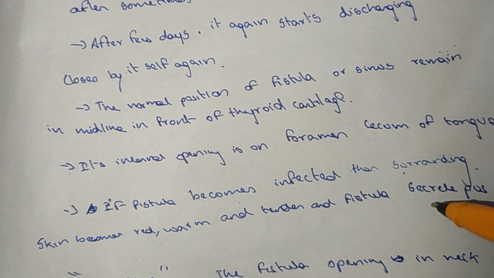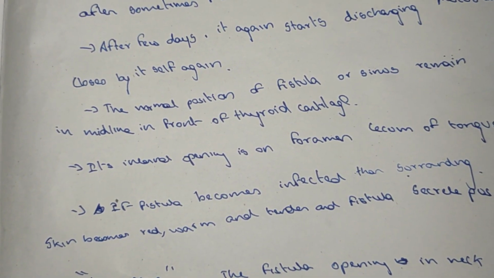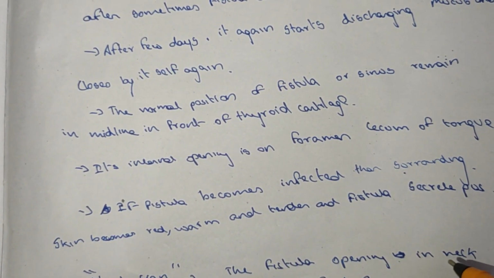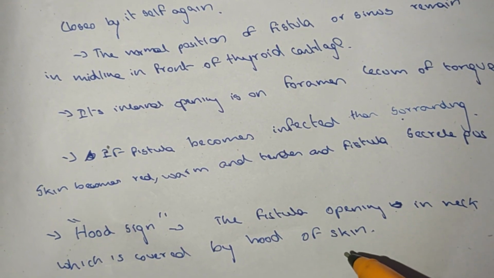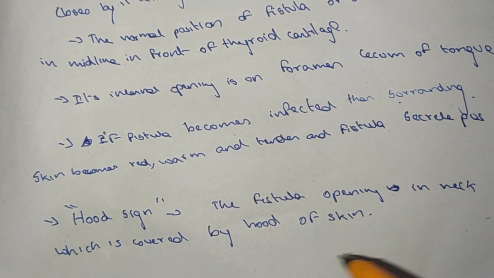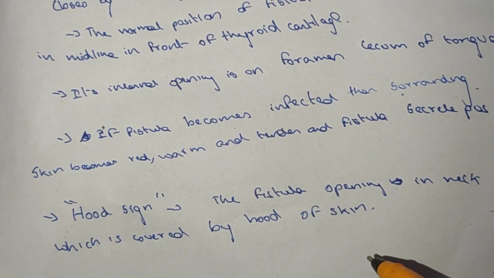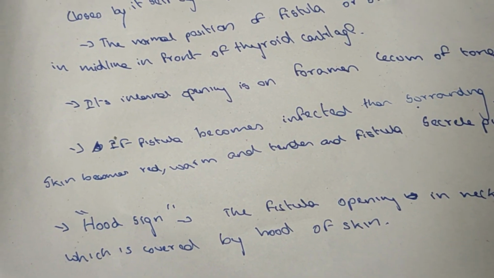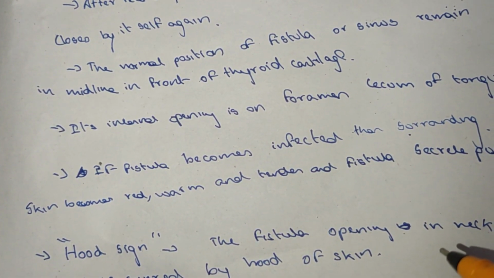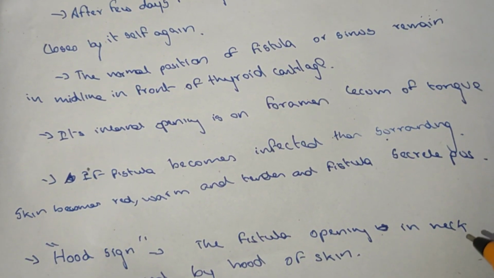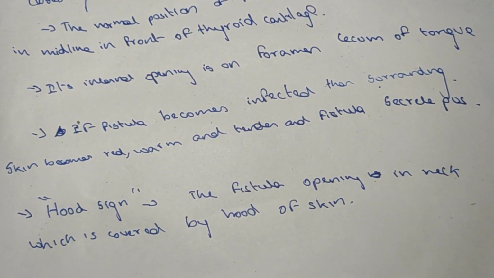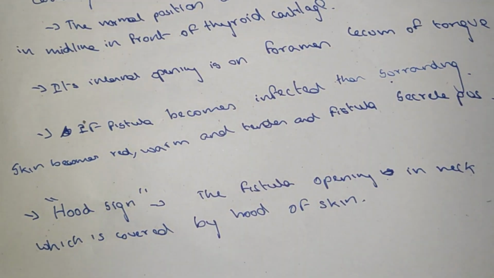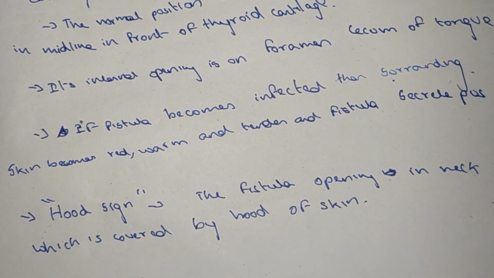When does the fistula become infected? When the fistula becomes infected, the surrounding skin becomes red, warm, tender, and the fistula secretes pus. Hood sign. The hood sign is the fistula opening in the neck, which is covered by a hood of skin. Hood sign is the important clinical feature of the thyroglossal fistula, where the fistula opening in the neck is covered by the hood of skin. It just presents like a hood.